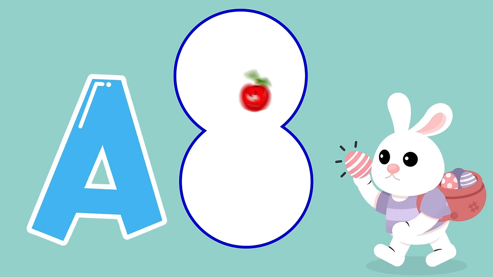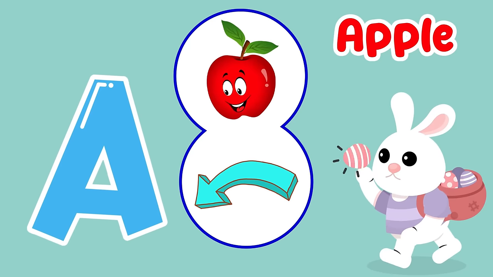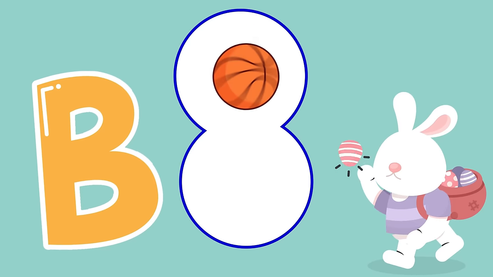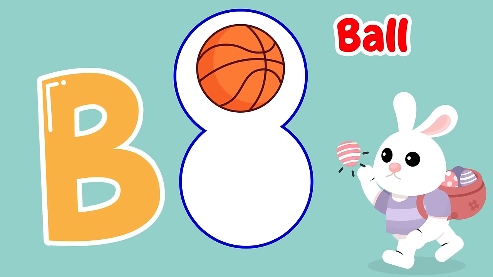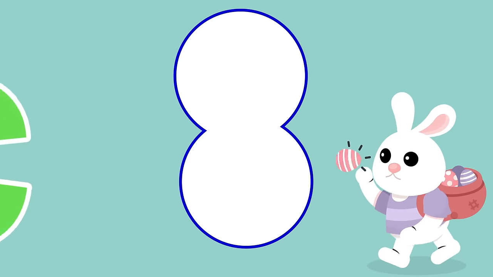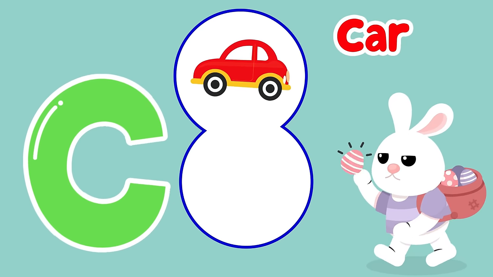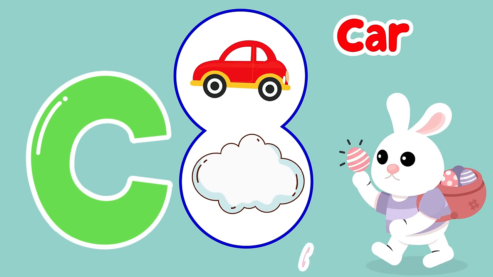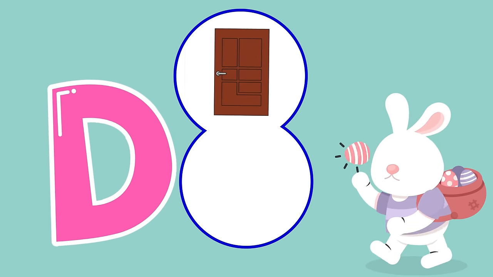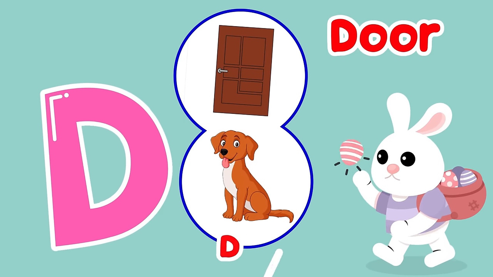A for apple. A for arrow. B for ball. B for balloon. C for car. C for cloud. D for door. D for dog.